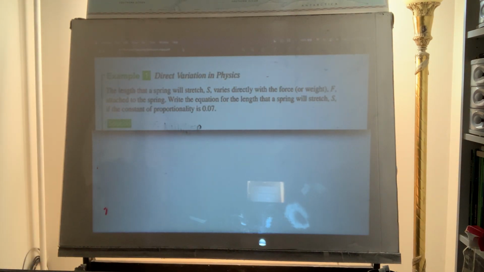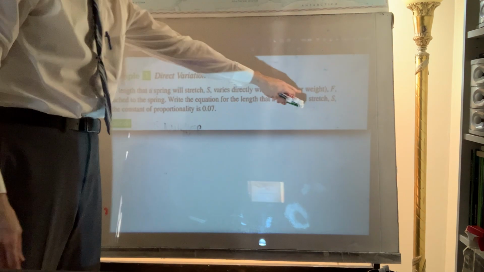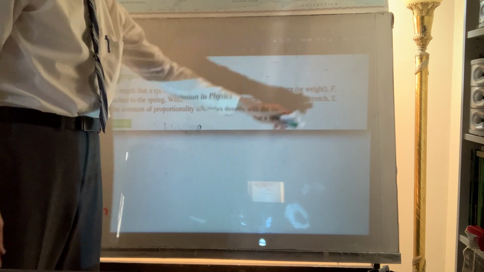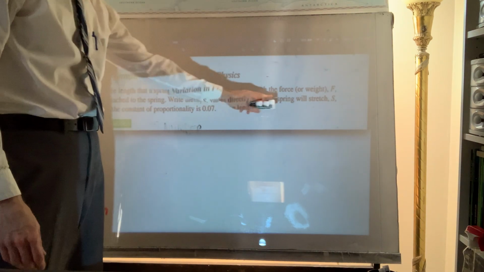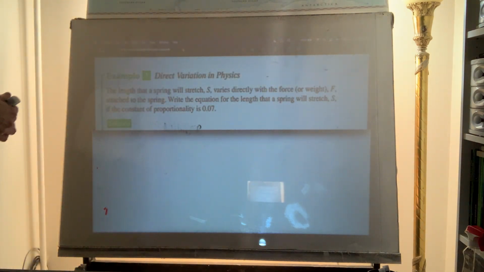Okay, I'll read it to you unless you have this printed. The length that a spring will stretch, S, varies directly with the force, which is also technically weight, F, attached to the spring. Write the equation for the length that the spring will stretch if the constant of proportionality is 0.07. Now, a couple of things.